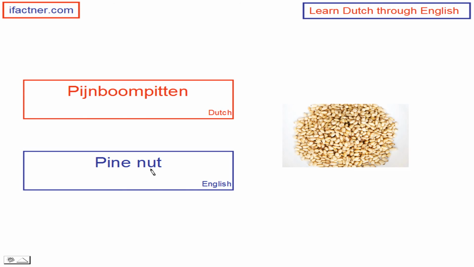Pine nut is called pijnboompitten. P-I-J-N, pijn. B-O-O-M, boom. And pitten, P-I-T-T-E-N, pitten. So this word is a combination of three words: pijn, boom, pitten. Pine nuts are called pijnboompitten.